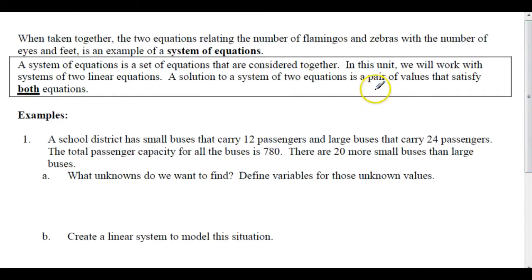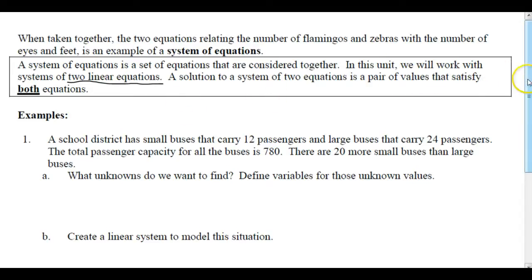When taken together, the 2 equations relating the number of flamingos and zebras with the number of eyes and feet are an example of a system of equations. A system of equations is a set of equations that are considered together. This could be 2 or more equations. In this unit, we will work with systems of 2 linear equations. In future courses, you'll do more than 2 and not necessarily linear. A solution to a system of equations is a pair of values that satisfy both equations.